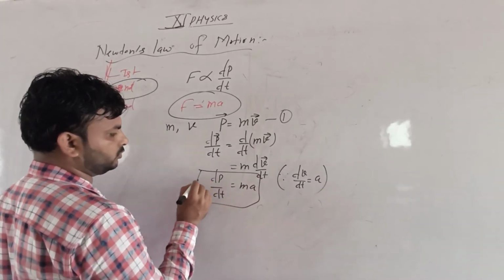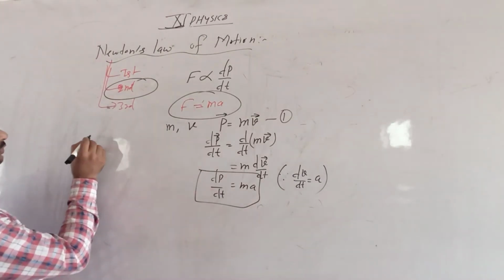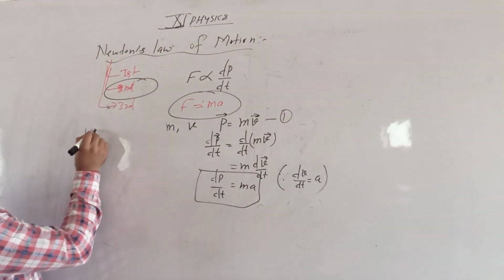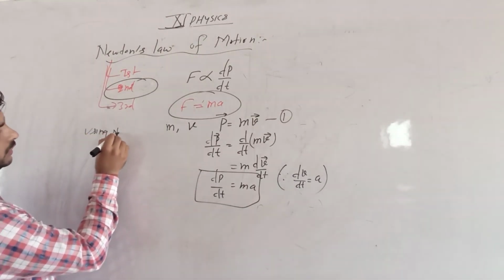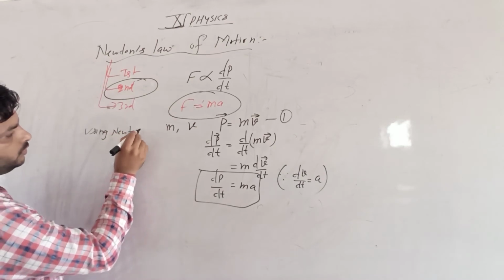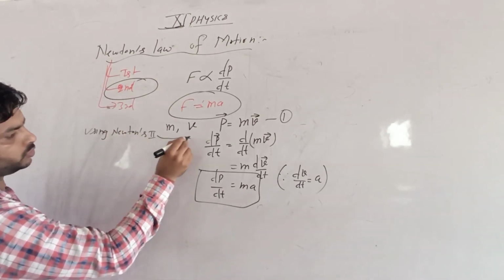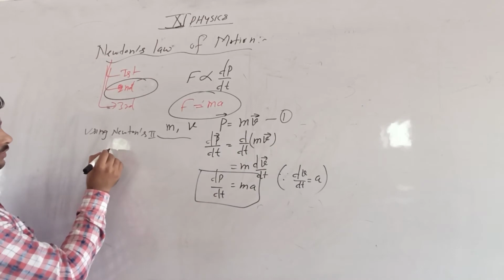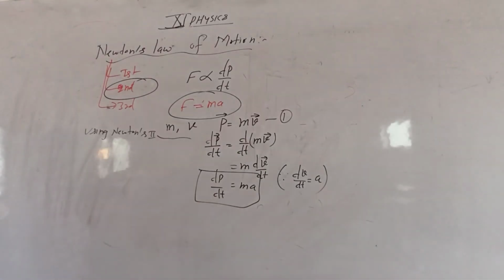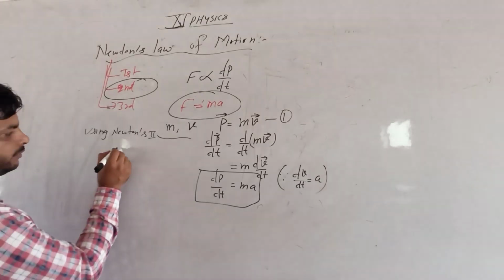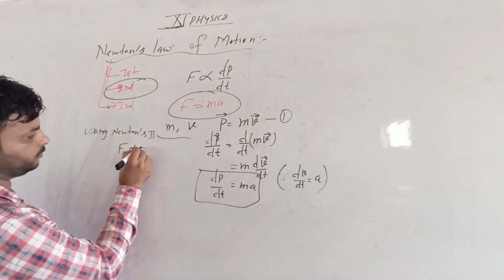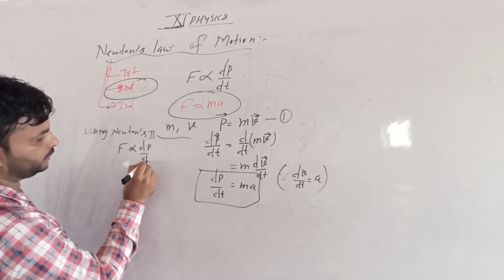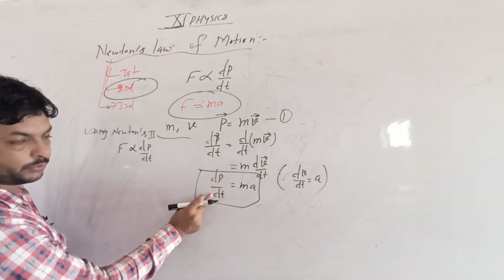After that you can write here, using the definition of Newton's second law of motion. Then we can write here, what is the definition of Newton's second law of motion? F directly proportional to dp upon dt. This is our definition, F directly proportional to dp upon dt. And now you will get the value of dp upon dt.